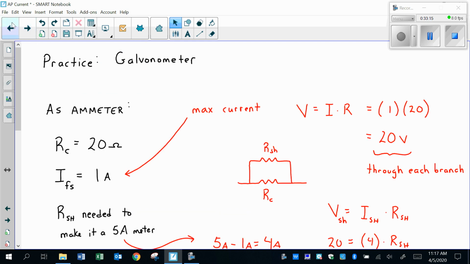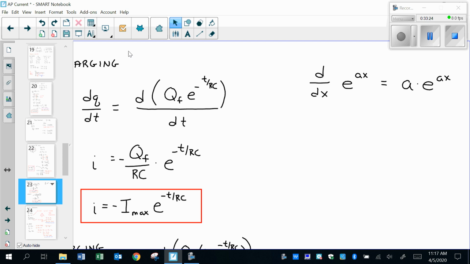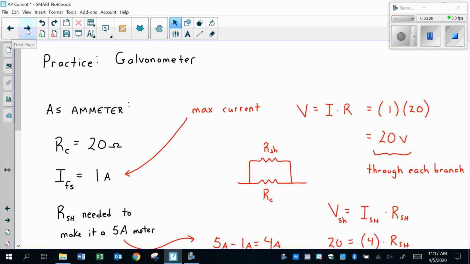All right, let's see here. I don't have them all consolidated in one spot, charging, discharging, and the current, so you have to use those slides. So that is slide number 23. And so what I'm going to do is, if we kind of quickly go through, practice using a galvanometer, so you can do a practice question, ask as needed.